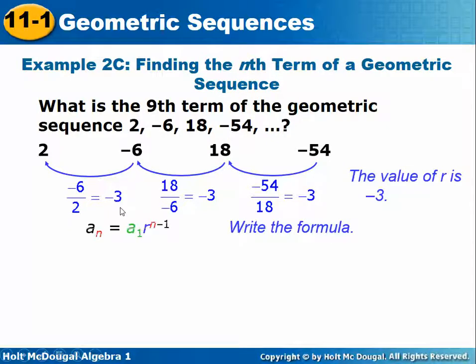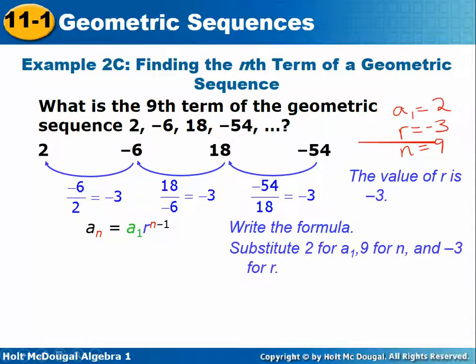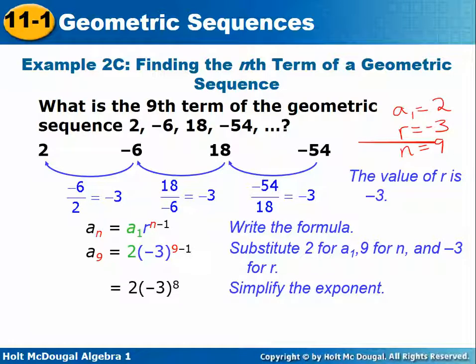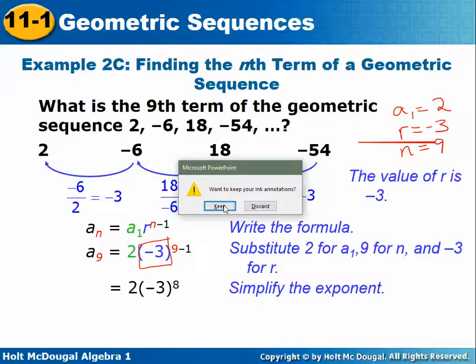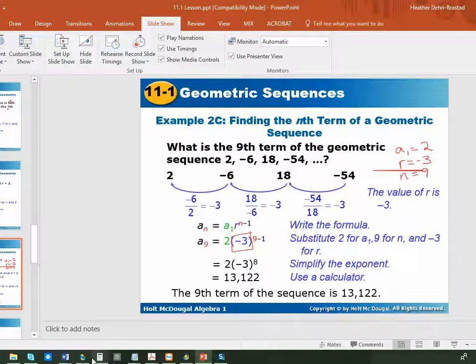So now I'm ready to write the formula. We know that a sub 1 is 2, that's the first term. We now know that r is -3, and n, they're looking for the 9th term. And we plug those into the formula, and we take -3 to the 8th power. Make sure on your calculator you type parentheses around the -3. Again, if you do this wrong on your calculator, you'll get the wrong answer.